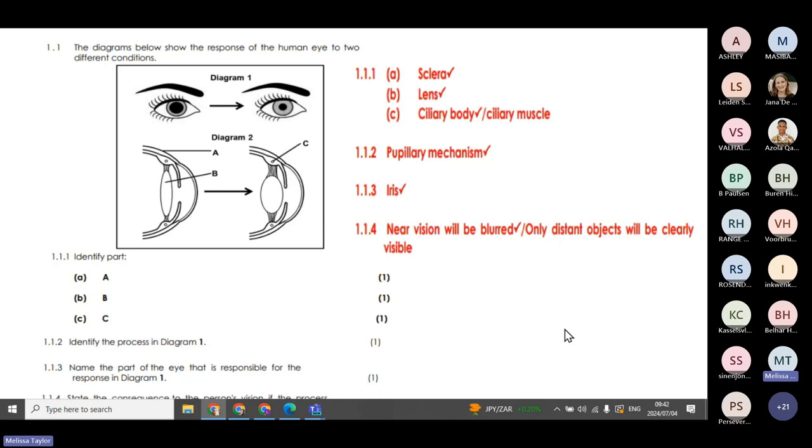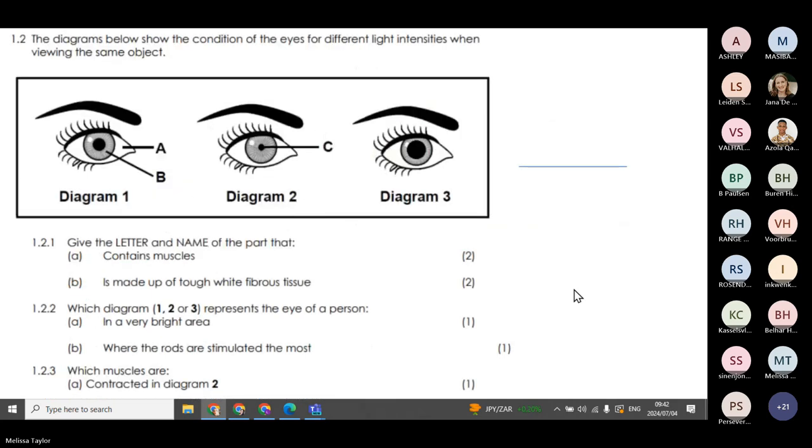Right. The next question, I'm going to give you guys a few minutes to try on your own. Let's go with 3 minutes, because I still want to do some of those things on the ear.